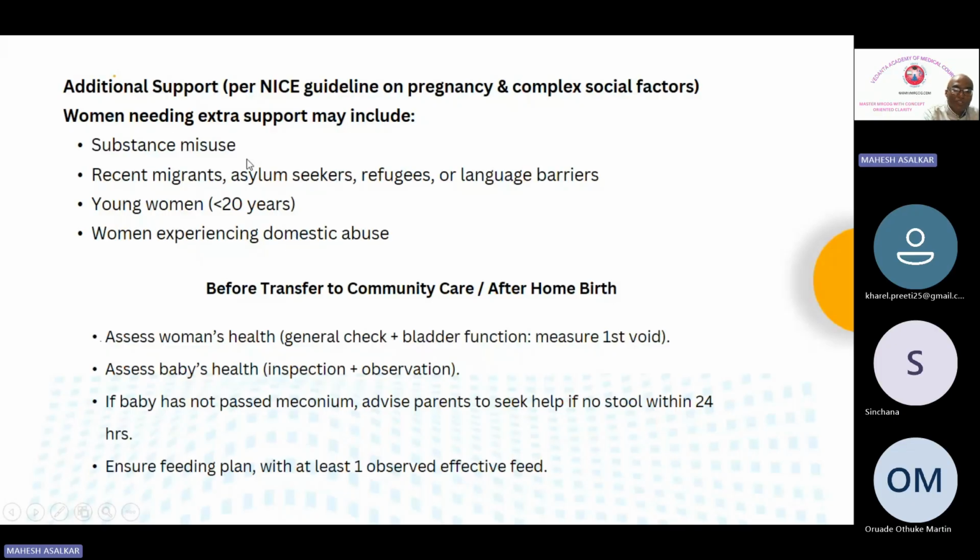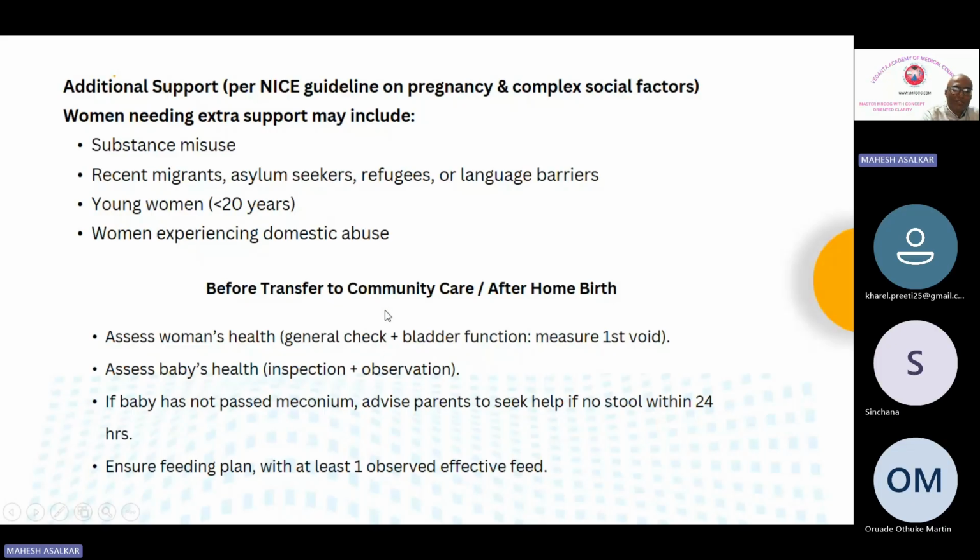So your question may involve those answers also, and these are the women who need extra support. When you see these particular things in your scenario, that she has recently migrated, she is an asylum seeker, think of other social factors also apart from clinical.